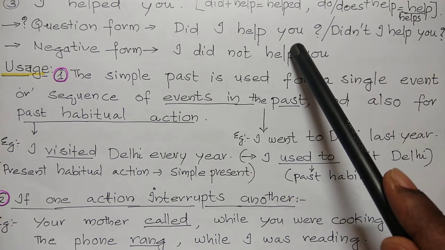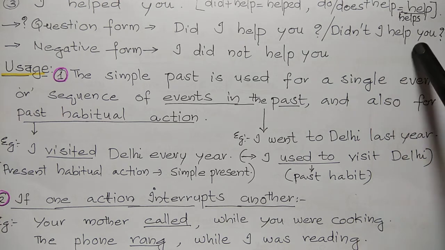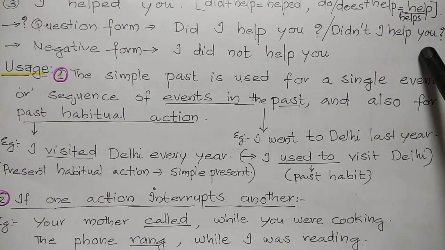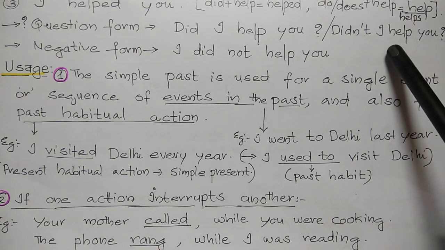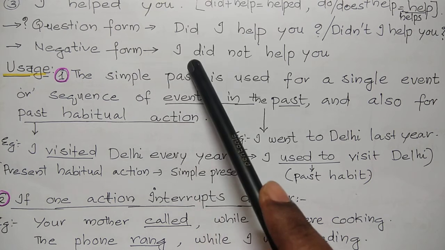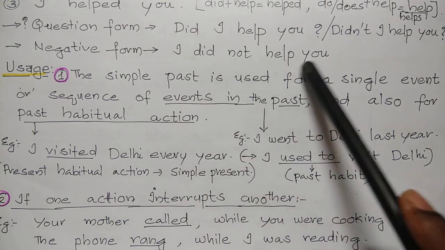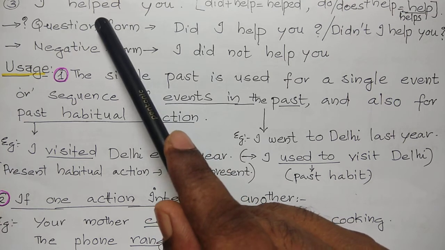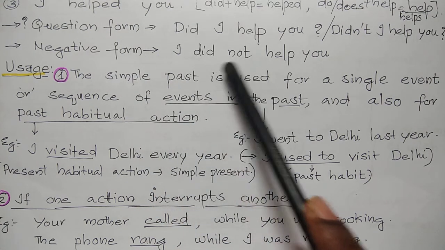If it is a negative question, then it will be didn't I help you? Did not I help you? Or didn't I help you? If we convert it into a negative form, then it will become I did not help you. Here it is helped you. So its negative form is I did not help you.